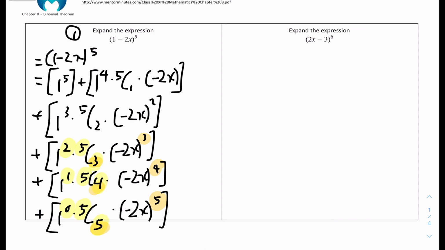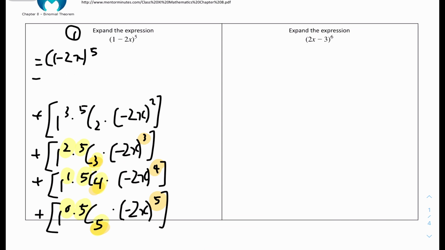Now I'll just simplify this. If we expand everything, the first term is 1. The second term will be minus 10x. The third term, which has a power of 2, is equal to plus 40x squared if you just type it into your calculator. The fourth term will be minus 80x cubed. The fifth term will be plus 80x to the power 4. And the last term will be minus 32x to the power 5.